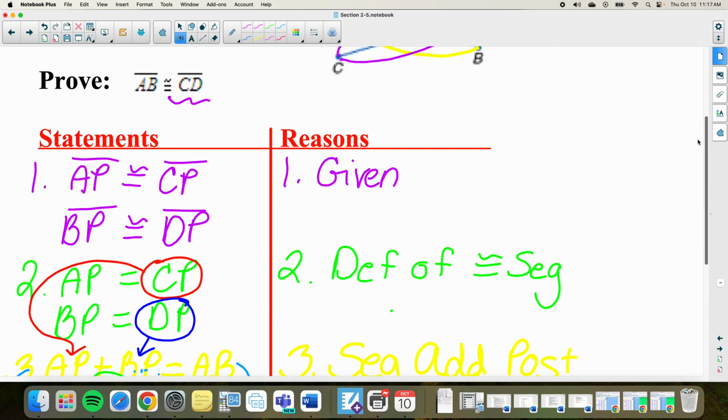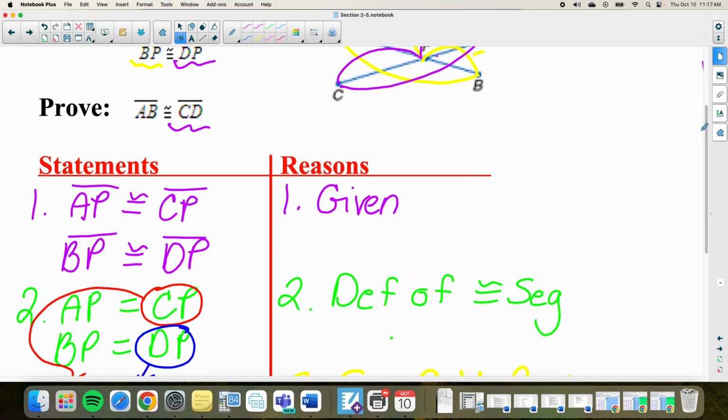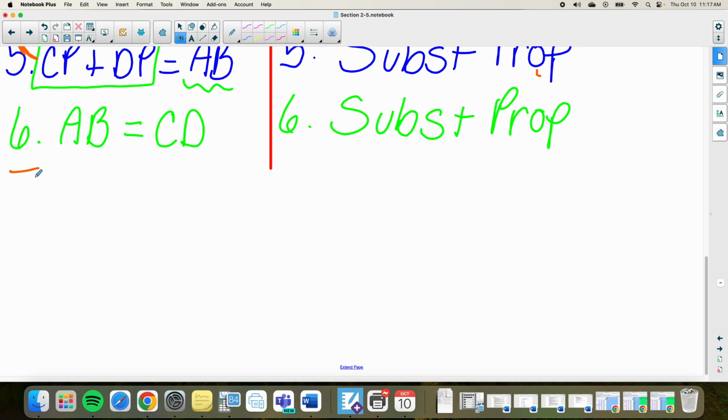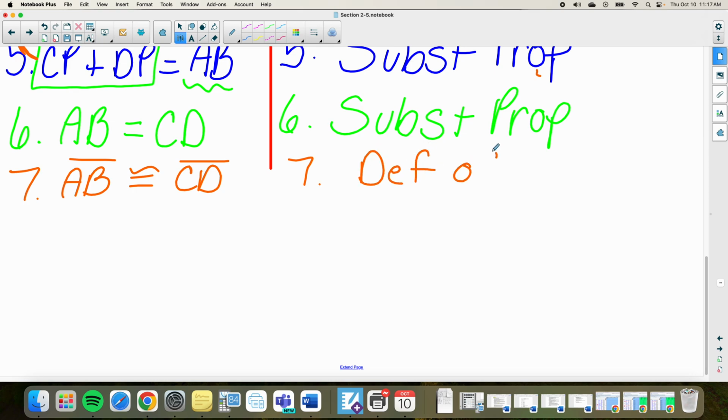Now, the only thing I have left is to put the bars and squiggly on. So for step 7, I would just say segment AB is congruent to segment CD. And what do we call that again? Definition of congruent segments. Very good. Definition of congruent segments. Okay?